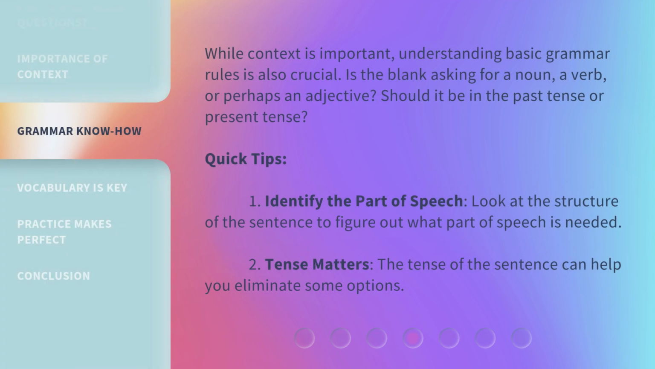While context is important, understanding basic grammar rules is also crucial. Is the blank asking for a noun, a verb, or perhaps an adjective? Should it be in the past tense or present tense? Quick tips. 1. Identify the part of speech. Look at the structure of the sentence to figure out what part of speech is needed. 2. Tense matters. The tense of the sentence can help you eliminate some options.